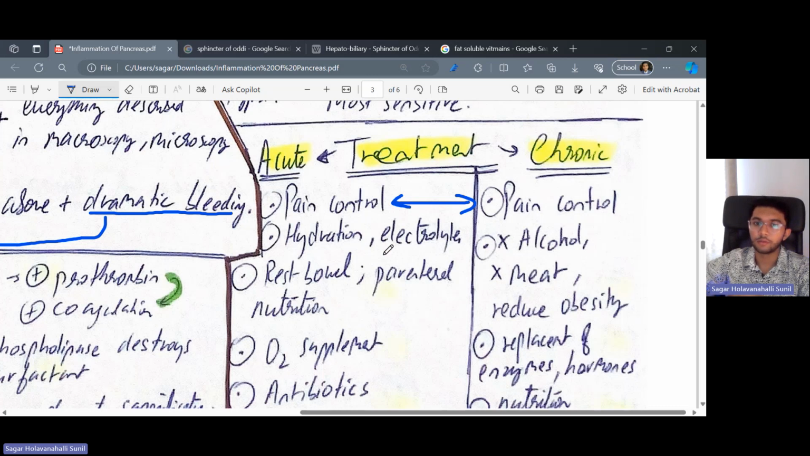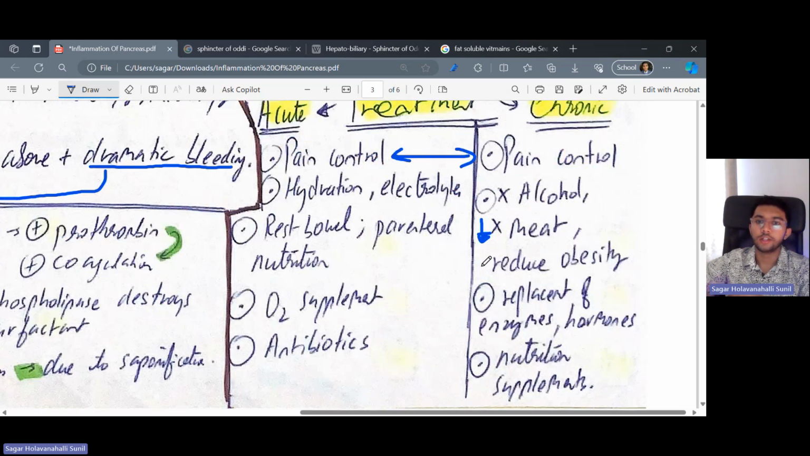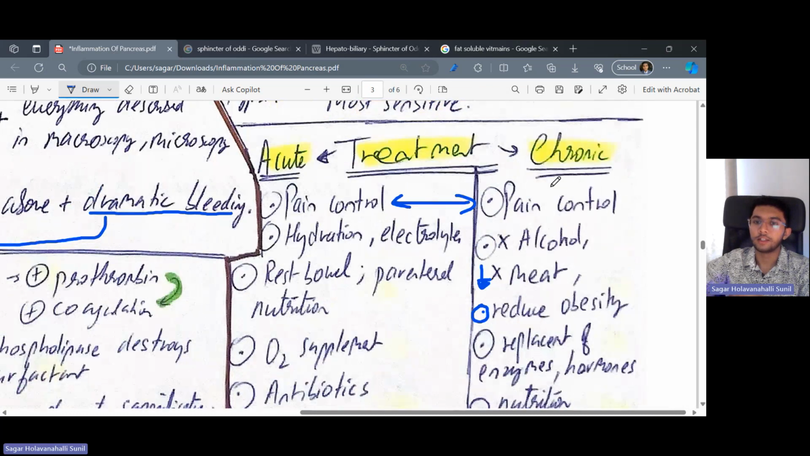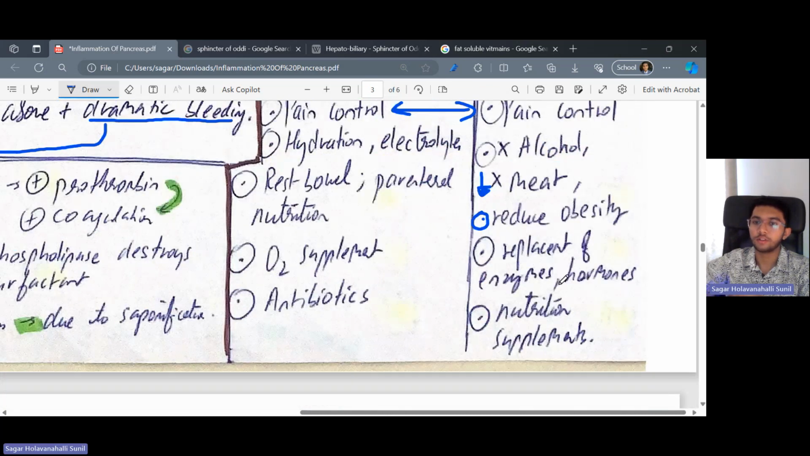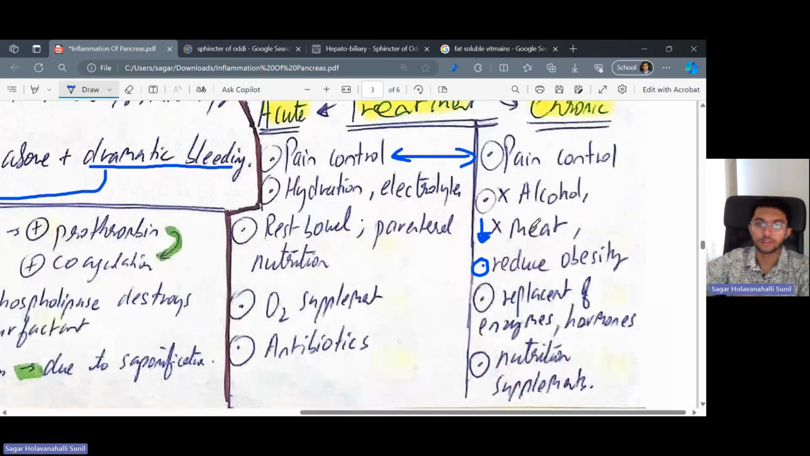So provide hydration, provide electrolytes, and ask them to not consume alcohol, either none or decreased consumption of meat. Then they also have to reduce obesity. Then you can provide replacement of the enzymes, even hormones like insulin, for example, and nutrient supplementation, for whatever deficiencies are present.